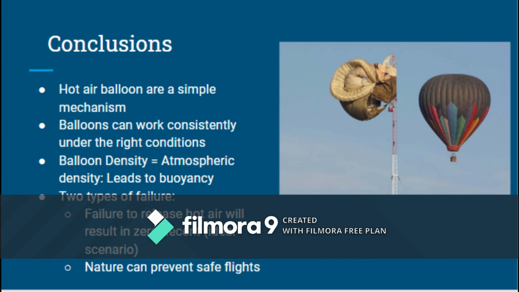Overall, hot air balloons are a pretty simple mechanism to work with. They can work very consistently if the right density is achieved by heating up the air inside the balloon. If the balloon density is equal to atmospheric density, there will be buoyancy. Balloons can fail through a couple mechanisms and scenarios, such as failure to release hot air, as there will be absolutely no descent until it reaches a certain point in the atmosphere. Also, nature can prevent safe flights overall.